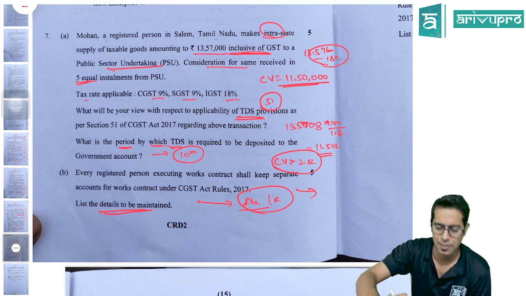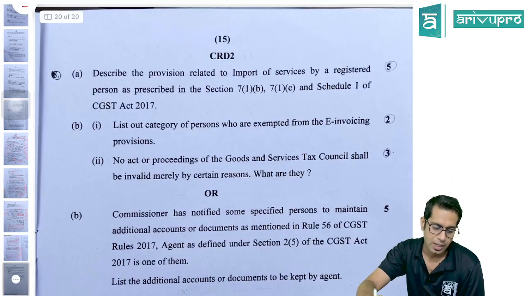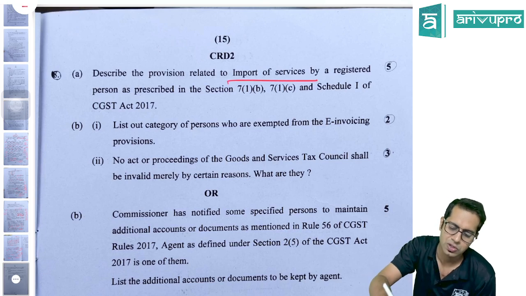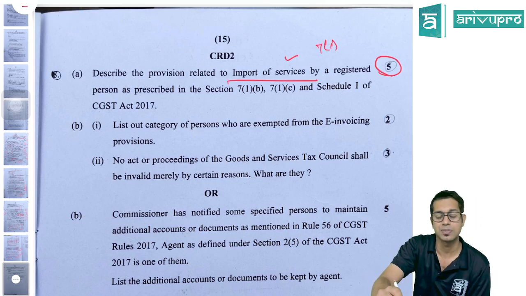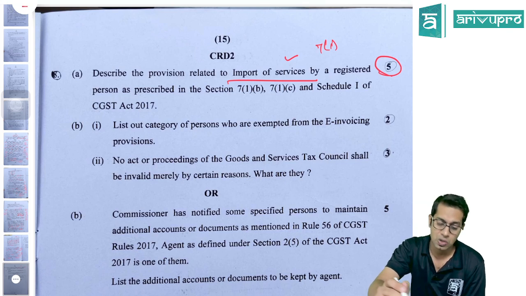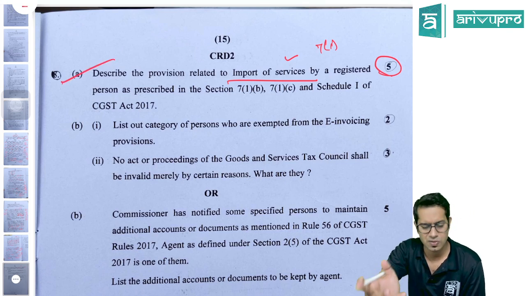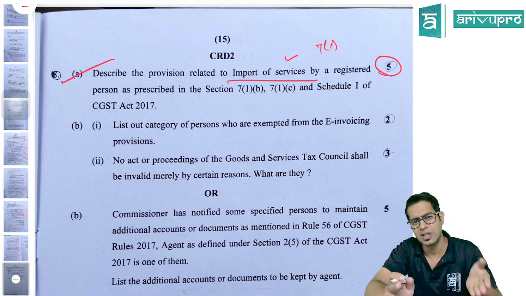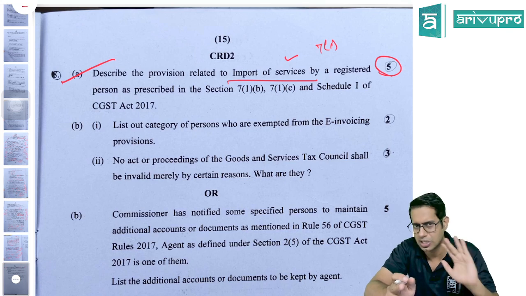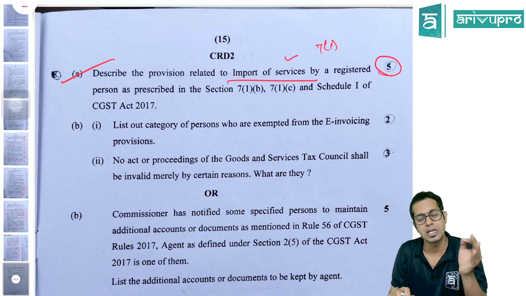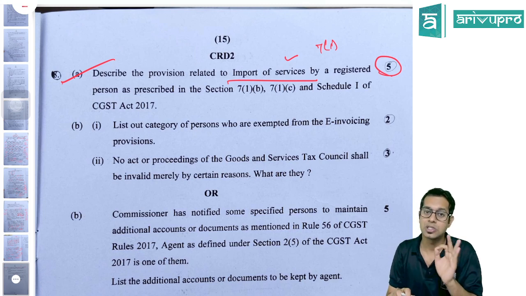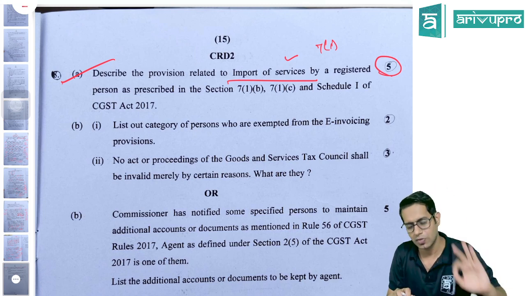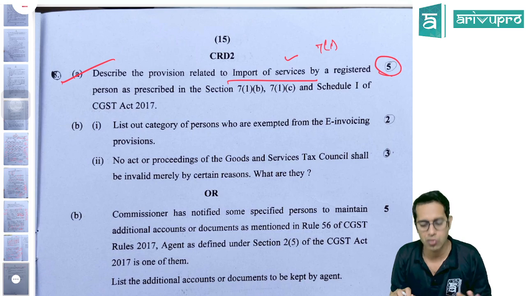No applying your brain over here. Describe the provision related to importation of services. Oh my god, 5 marks question. Your first chapter, importation of services, section 7 subsection 1 clause B and section 7 subsection 1 clause C, read with schedule 1. Importation of services, if it is for a consideration, whether it is for business purpose or personal purpose, it is treated as supply. If it is without consideration, it will be treated as supply only if it is imported from your related person or your another office located outside India, and if it is imported for your business purpose.